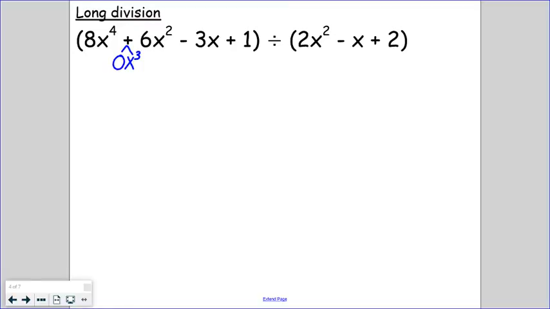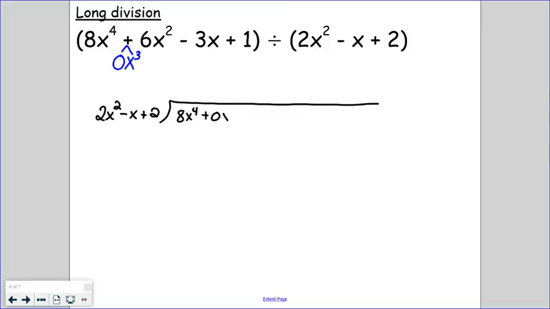All right, so setting this one up, same as we've always done. 2x squared minus x plus 2. And again, we're going to fill in that missing term here. So 8x to the fourth, fill in the 0 x cubed, plus 6x squared minus 3x plus 1. And then we attack like we've been attacking. So I just focus on the 2x squared. Anything that follows is just along for the ride.